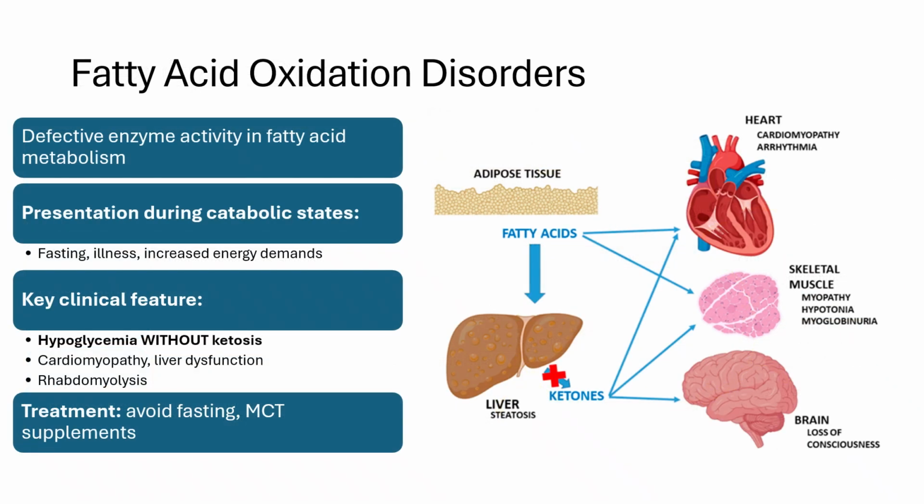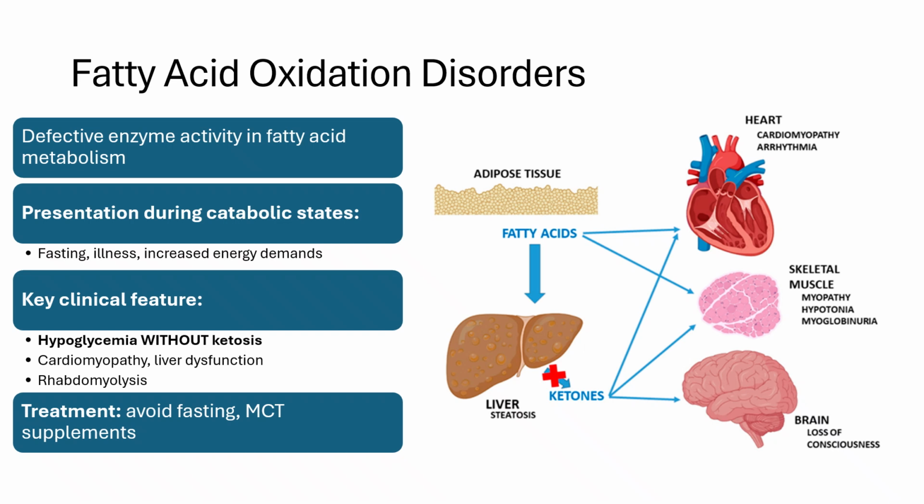Fatty acid oxidation disorders reveal themselves during metabolic stress when the body attempts to use fat for energy. These enzymes normally break down fatty acids into acetyl-CoA for energy production. When blocked, cells starve for energy despite adequate fat stores, like having a full gas tank but no working fuel pump. The cardinal finding is hypoglycemia without ketosis.